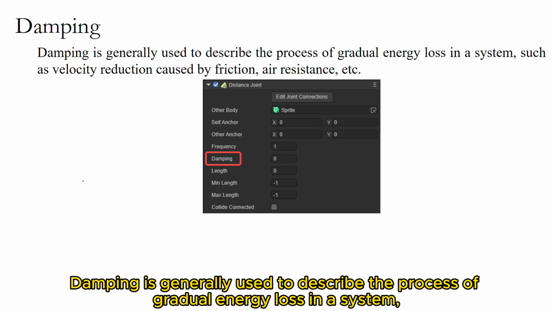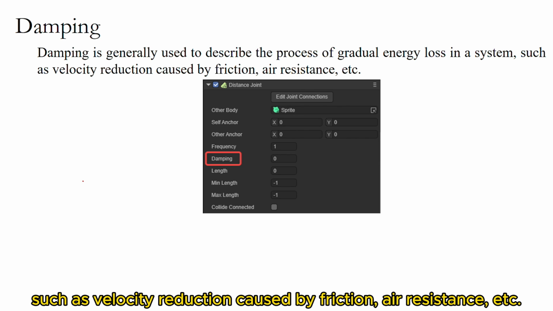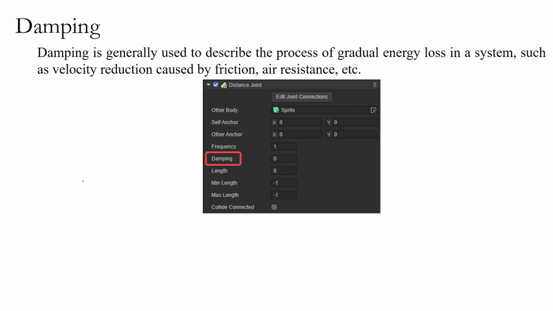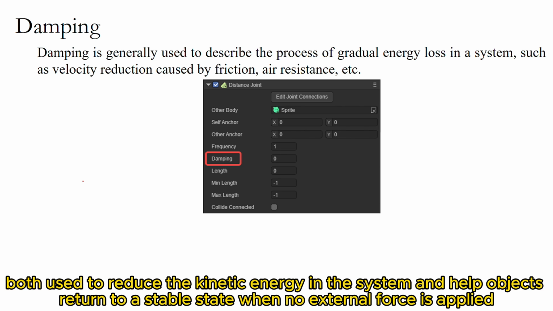Damping is generally used to describe the process of gradual energy loss in a system, such as velocity reduction caused by friction, air resistance, etc. It has the same basic physical properties as the linear damping and angular damping involved in the previously explained rigid body, both used to reduce the kinetic energy in the system and help objects return to a stable state when no external force is applied.